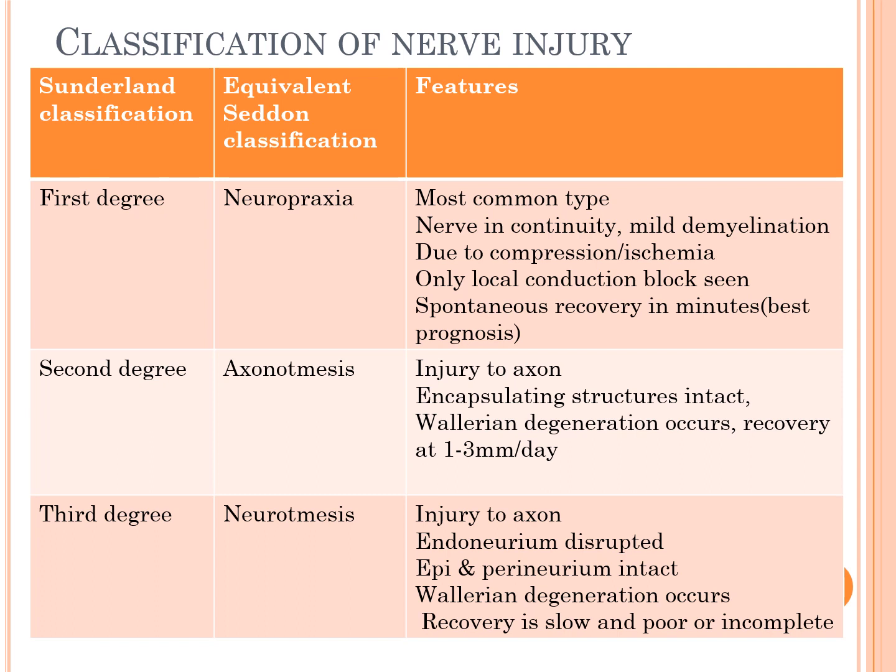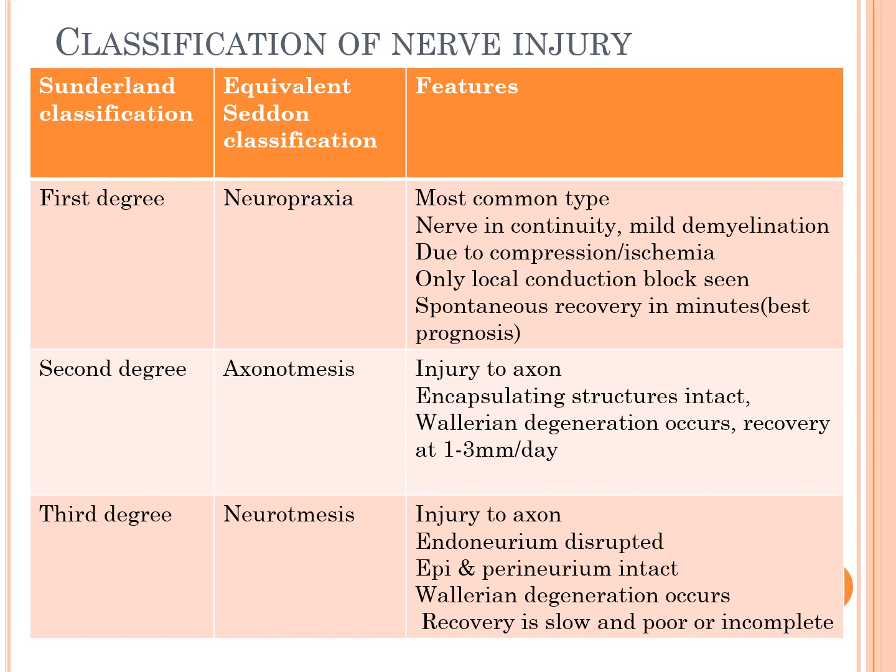Nerve will be in continuity. Mild demyelination occurs because when there is prolonged pressure applied, it may cause ischemia. And because of mild demyelination, there will be only a mild or local conduction block, and spontaneous recovery is possible in this type of nerve injury, and the best prognosis is possible in 1st degree injury.